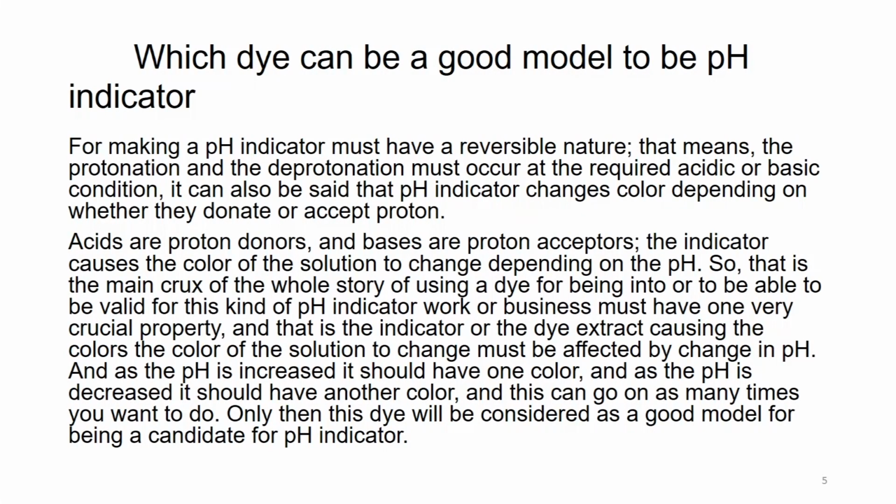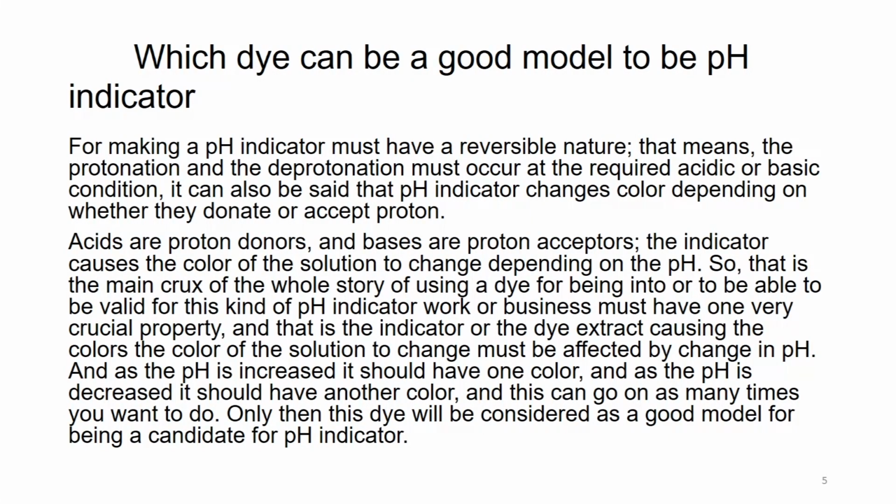to be valid for this kind of pH indicator work, it must have one very crucial property, and that is that the indicator, or the dye extract, changing the color of the solution must be affected by change in pH. So, what it boils down to is that whatever the dye condition may be of the anthocyanin, there are many types of anthocyanin.